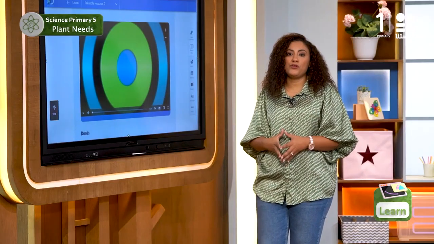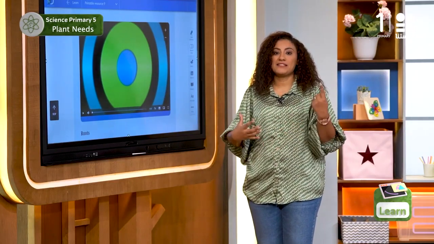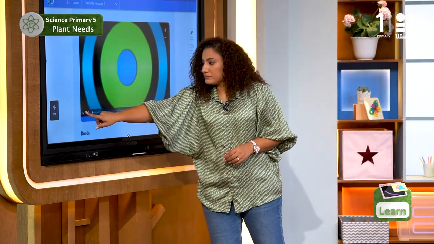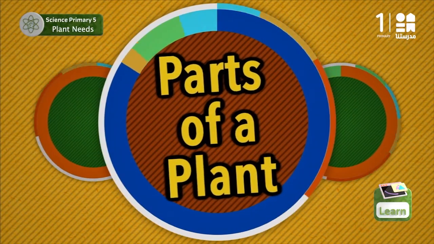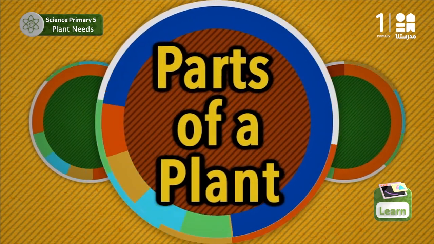You can also record the observation in a form of drawings and words that you can think of. Parts of a plant. Even though all plants look different, they have similar parts.